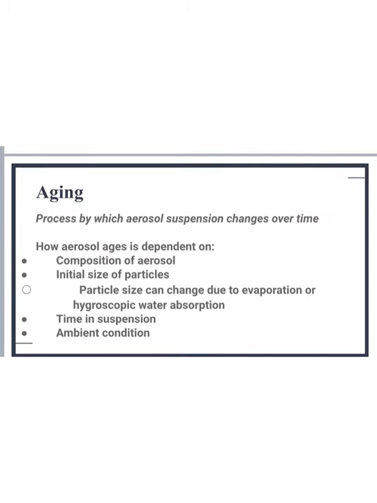Aging refers to the process of aerosol suspension and the way that it changes over time. How an aerosol ages is dependent on what the aerosol is made of and the initial size of the particles. Particle size can change with evaporation or water absorption, and the rate of change is inversely related to particle size. A smaller particle will increase or decrease in size faster than a large particle. Then there's time in suspension, and then ambient condition: what is going on in the environment around the aerosol?